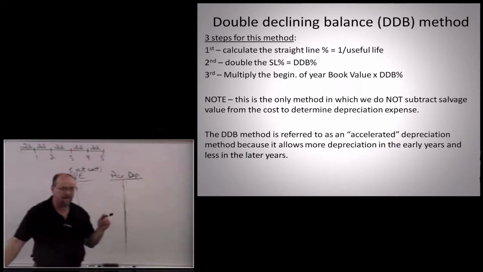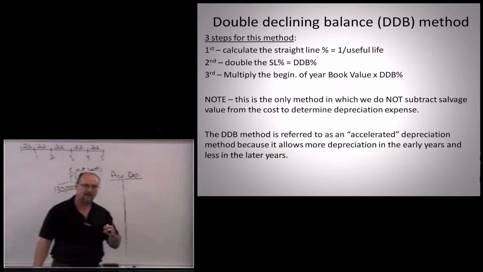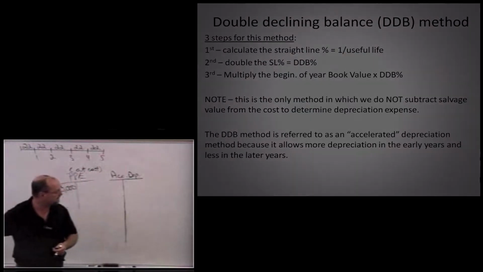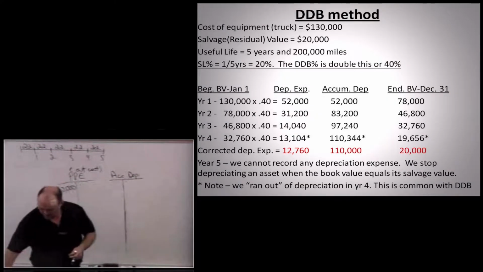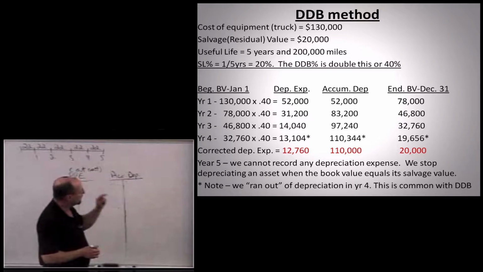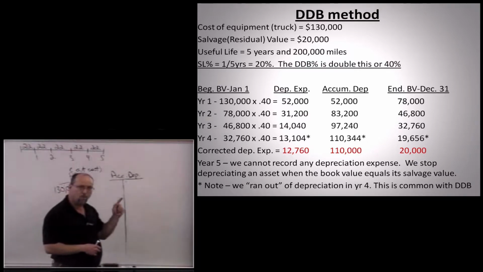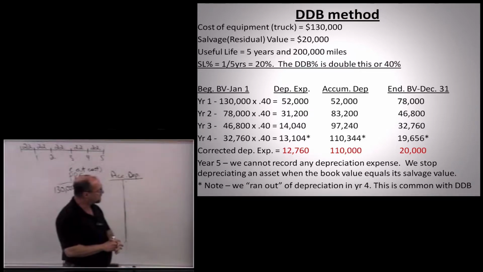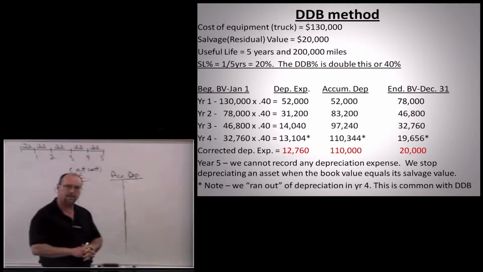Okay, so we're going to put these 3 steps into action, and just bear in mind that this is the only method in which we are not going to subtract salvage from cost in the beginning in order to calculate what our depreciation expense is. Okay, here we go. Again, same data. Cost 130, salvage 20, 5-year life. Straight line percentage, first step, 1 divided by 5, 20%. Second step, double that, so the double declining balance is 20 times 2 or 40%.